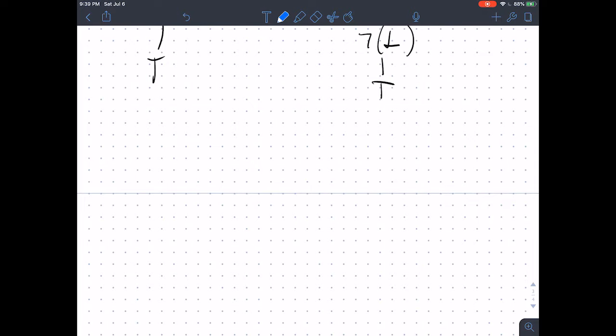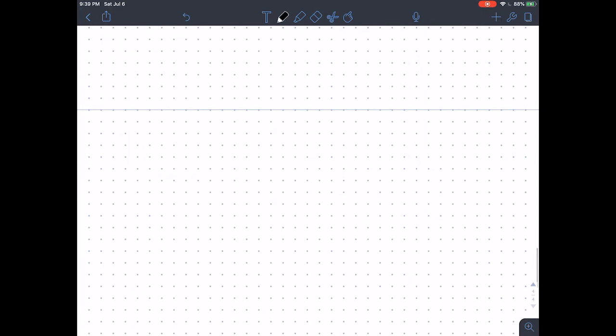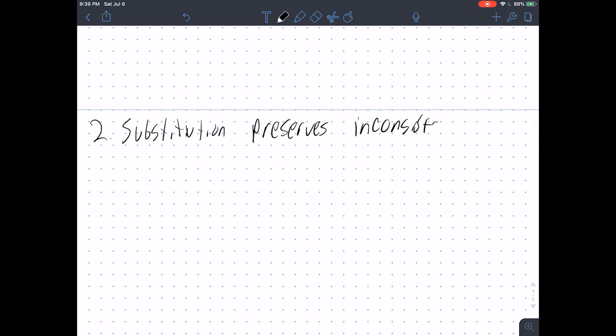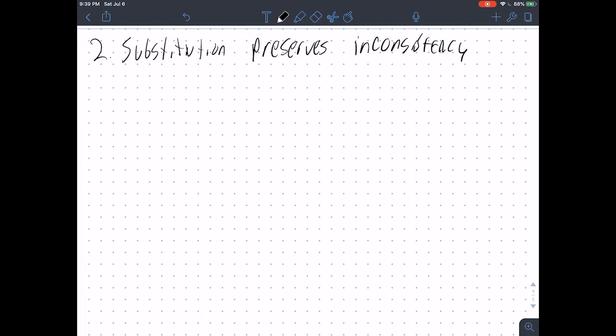Wait, there are three things you need to know, sorry. The second thing you need to know is that substitution preserves inconsistency. So if we substitute in a schema that's inconsistent, according to the rules of substitution, so we replace every letter, we keep track of negation signs, right? We replace every letter with the same thing, right? If this original schema is inconsistent, the resulting schema will be as well.